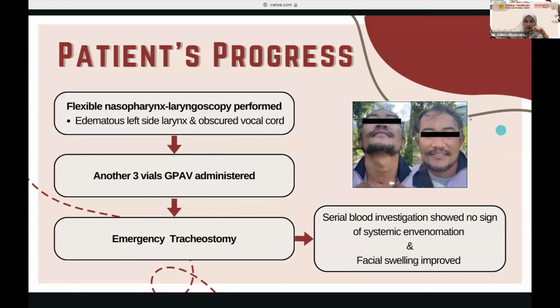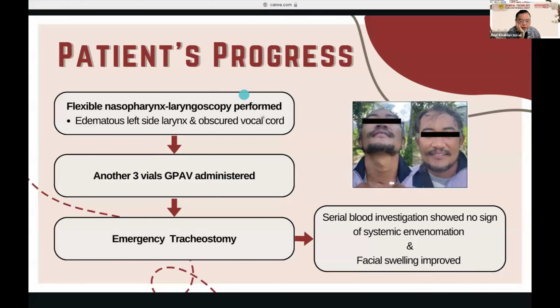Afterwards, the serial blood investigation noted no sign of systemic envenomation, and then the facial swelling started to improve. So this picture is after the patient was already discharged at home. So we can see how it differs from the patient's initial presentation and the progress. And here's a tracheostomy scar there. Okay, so I think he's lucky.